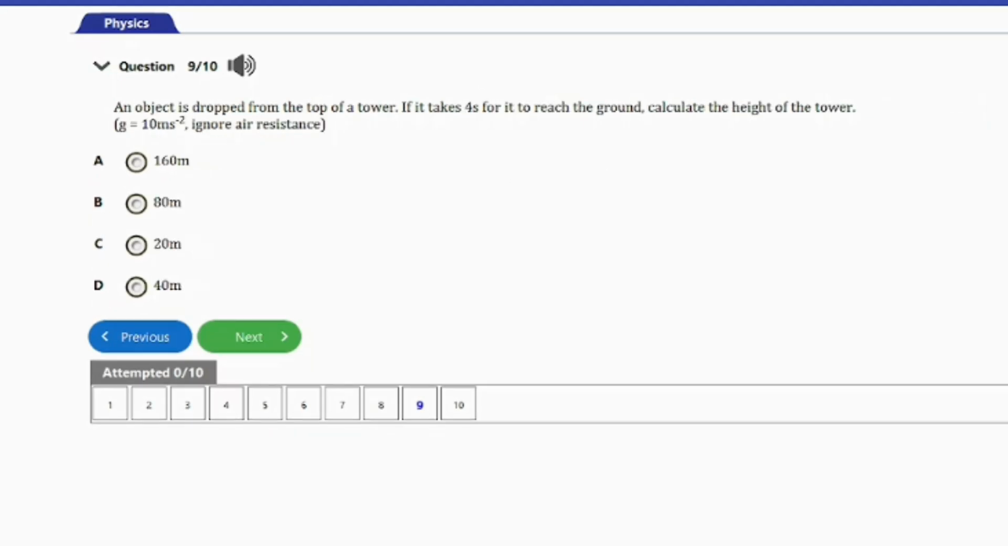It says, an object is dropped from the top of a tower. If it takes 4 seconds for it to reach the ground, calculate the height of the tower. So guys, let's use the formula: t, which is the time, is equal to the square root of 2h over g. So guys, if we remove this square root by squaring both sides, we are going to have t squared is equal to 2h over g.